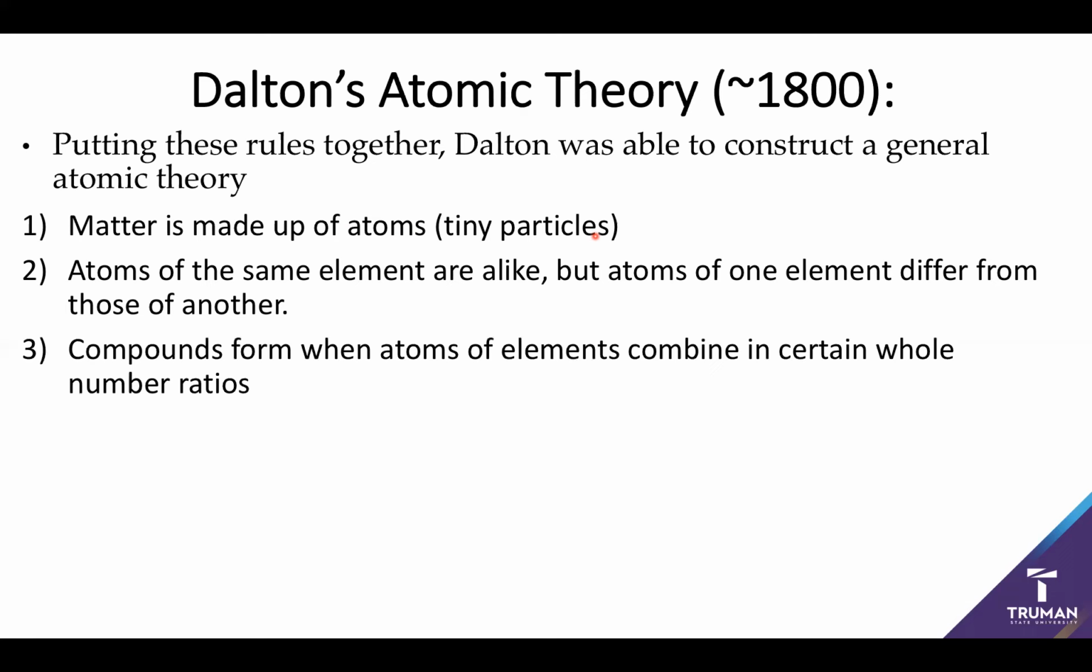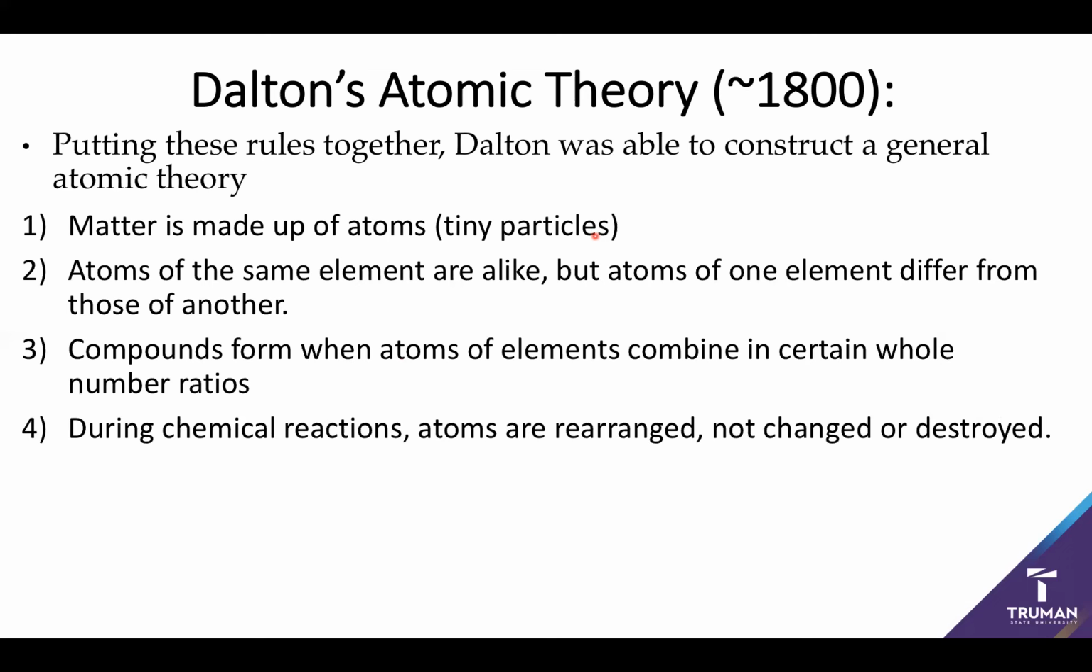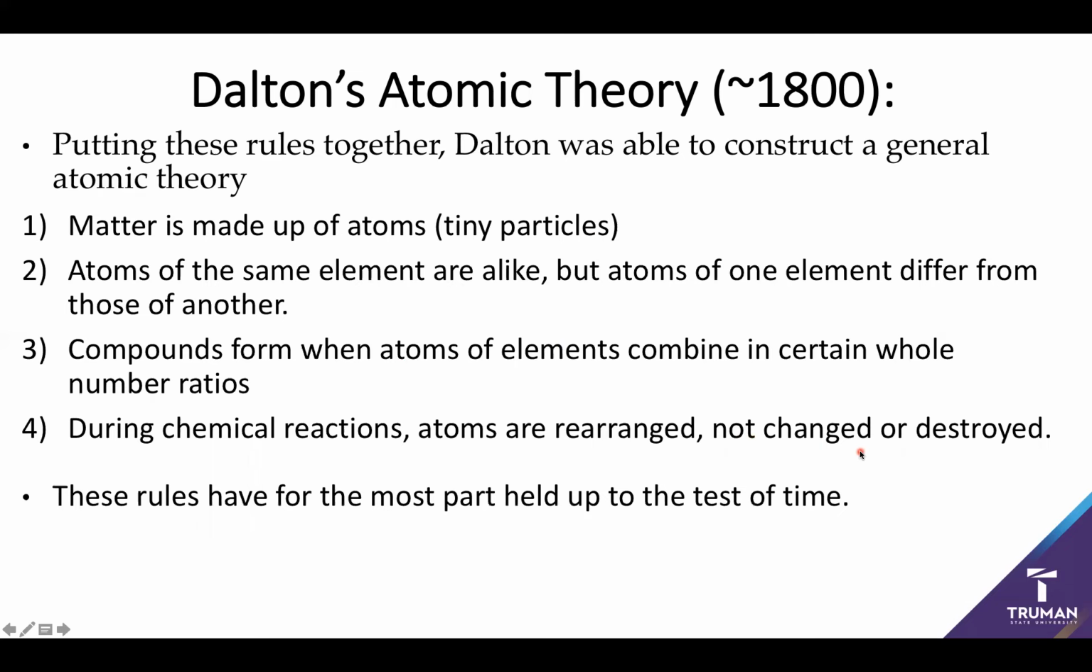Now, if you end up making a compound of a given set of elements, they should combine in certain whole number ratios of, say, 1 carbon atom to 2 oxygen atoms. And during a chemical reaction, these atoms are only rearranged. You do not change or destroy atoms. And it's worth noting that over about 200 years, these rules in general have held up pretty well. It turns out that there are only several small modifications.